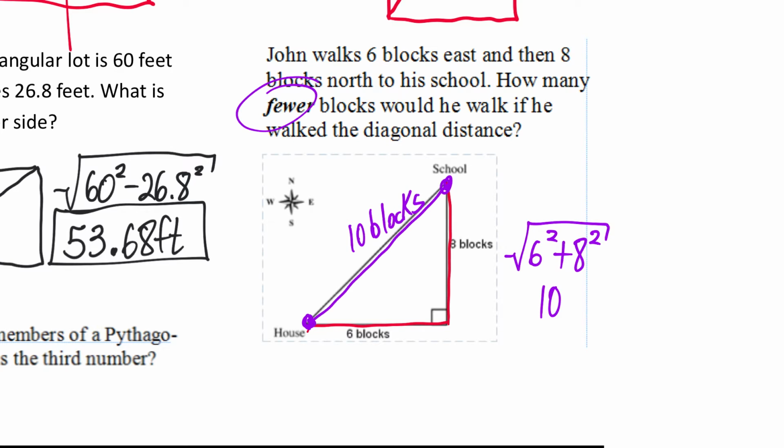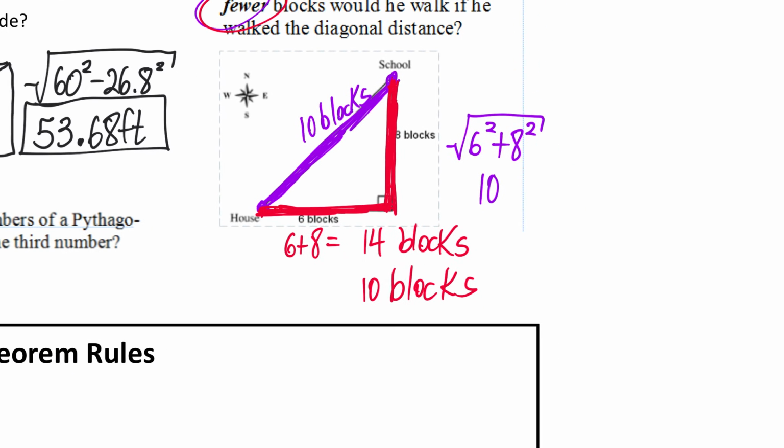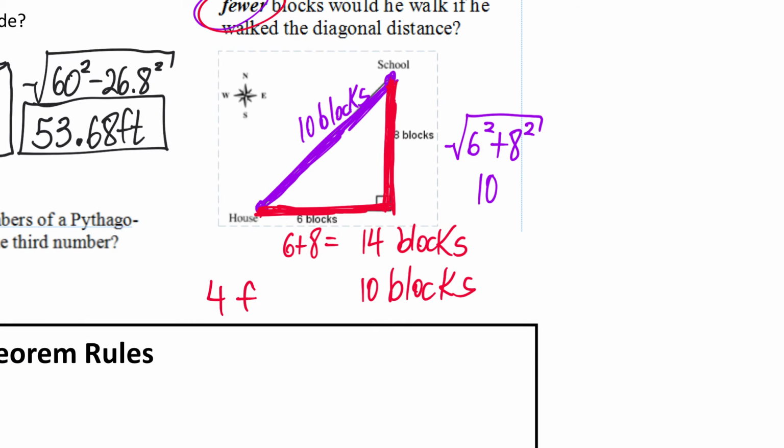Okay, so the question, fewer. How many fewer blocks would it be if he walked this way versus walking this way? Good. So how many blocks did he walk by walking this way, the way I've traced out in red? 14. 6 plus 8. Okay, so he did walk 14 blocks. But if he went the other way, it would have just been 10 blocks. And so the question is how many fewer blocks would it be to go that way? And that's right. It would be 4 fewer blocks.